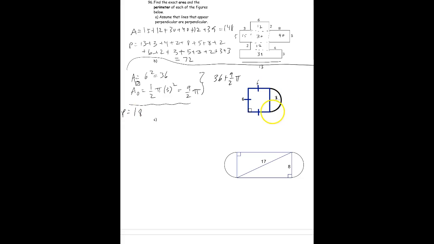And then we have half of a circle. So we need to take the circumference of an entire circle, which is 2 pi r, but then only take half of it. And so 1/2 of 2 pi r will just be pi r. So that's going to be 18 plus pi r. We know r is 3. So 18 plus 3 pi will be the perimeter. So that's the area there. That's the perimeter. Just trying to make this more obvious here.